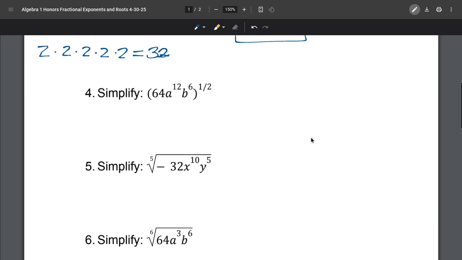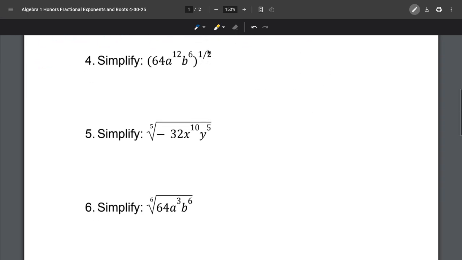Okay, problem 4. We're raising to the half power, so this is the square root of 64 a to the 12th b to the 6th. Square root of 64 is 8, because 8 times 8 is 64. If I raise the 12th power to the 1/2 power, that's the 6th power, because we multiply the powers. So we have 8a to the 6th, and then 6 times 1/2 is 3, so it's b cubed.